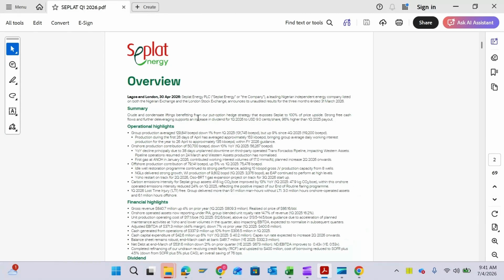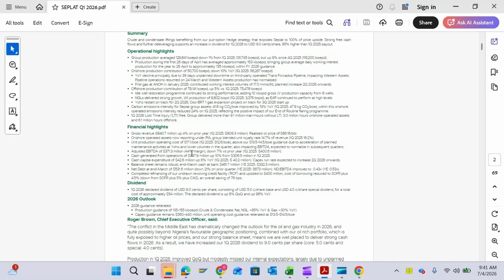You have it here. Seplat Energy PLC, or the company, is always under the overview. Any financial statement you see, there will always be information about the company in the overview. A leading Nigerian independent energy company listed on both the Nigerian Exchange and the London Stock Exchange. Third month, 3 months. Summary: crude and condensate, this is what they do. Now they will tell you surplus to 100% of price upside, strong free cash. They will give you a highlight of what happened, financial highlights.